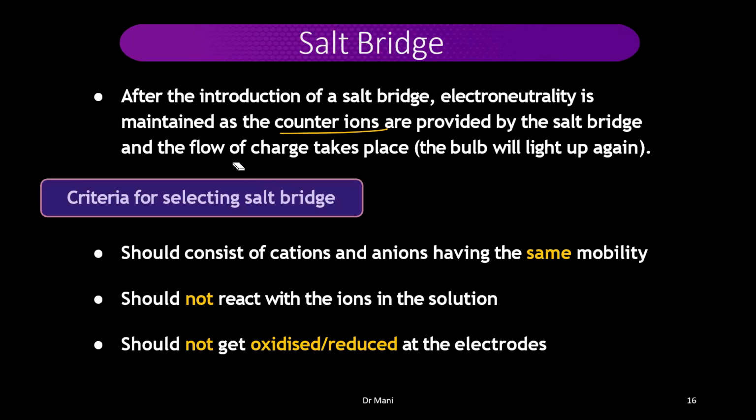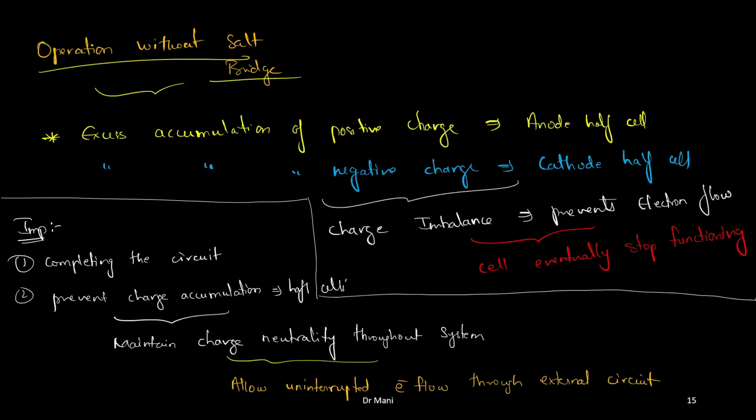And the flow of charge takes place, the bulb will light up again. Okay, so criteria for selecting the salt bridge. You need to know a few things. Which one can we take as a salt bridge? We cannot take all the ions as a salt bridge. Why are we specifically taking KNO3 here?